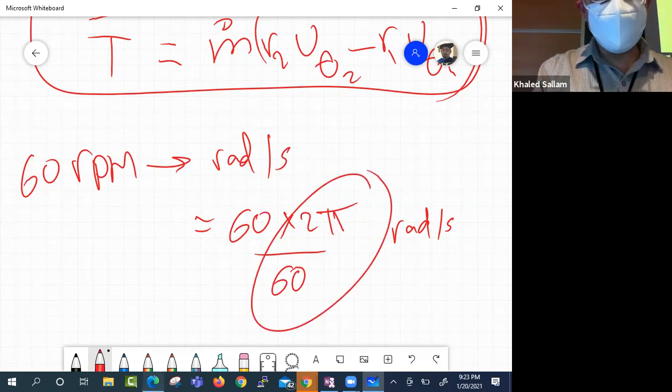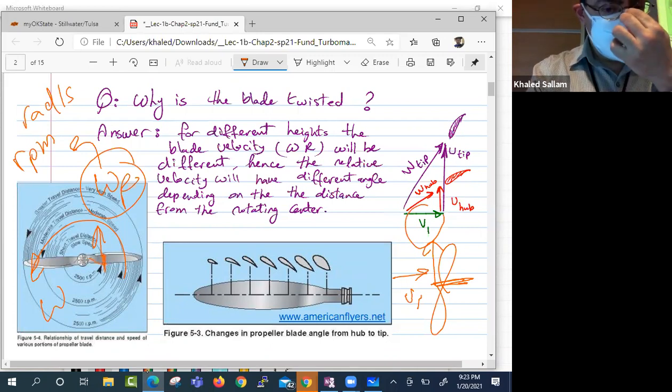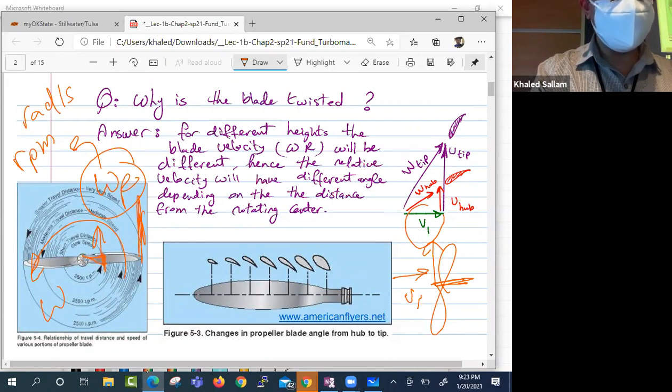Good. So omega is going to be radian per second. And r is the radius of this plate. So obviously, this guy has a smaller radius than this guy.